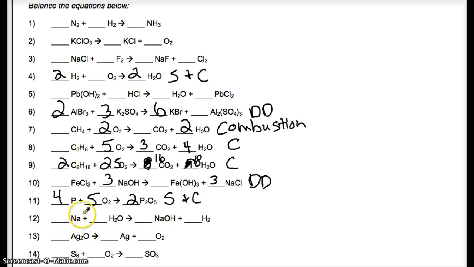Number 12, I've got 1 Na, 1 Na, 2 hydrogen. This side has 3. Okay, see if anything else will make it work. 1 oxygen on the reactant, 1 oxygen on the product. All right, so this hydrogen right here is causing me grief. So I'm going to double him. That gives me 2 Na's. Okay, that gives me 2 hydrogen plus 2. So there's 4 hydrogen on the product side. Now there's 4 on the reactant side, 2 oxygen, 2 oxygen.